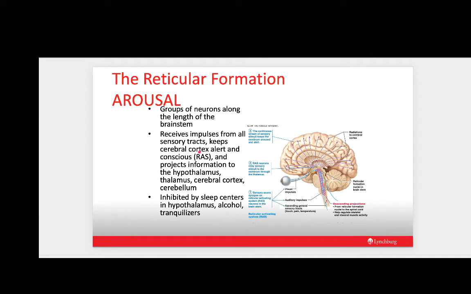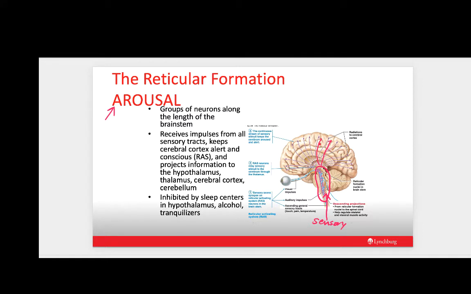The second system is going to be the reticular formation, and this basically has to deal with arousal. And so this is a group of neurons that are located along the length of the brainstem. So we're going to find this here. And basically they receive impulses from the body. So we're receiving sensory information from the body that's being relayed up through the reticular activating system, and it's relaying that information up to the cerebral cortex. And so as a result, this is what keeps our cerebral cortex alert and conscious.